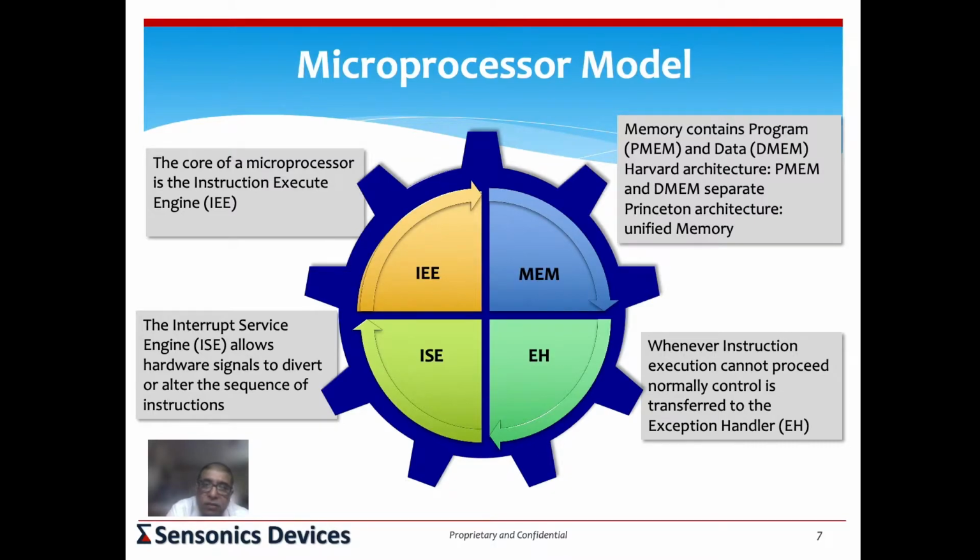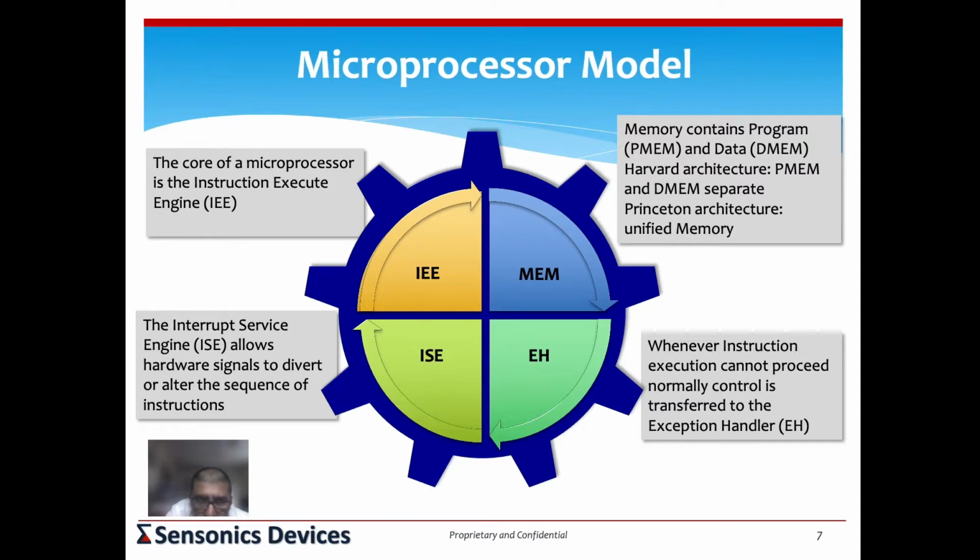When you're executing instructions, sometimes the instruction cannot execute normally. There's a divide by zero or some other type of exception. At that point, the control of the instruction execution is transferred to a piece of hardware, another state machine, that handles those exceptions. We call that the exception handler. Whenever there is any instruction that cannot proceed for whatever reason, that is transferred to the exception handler.